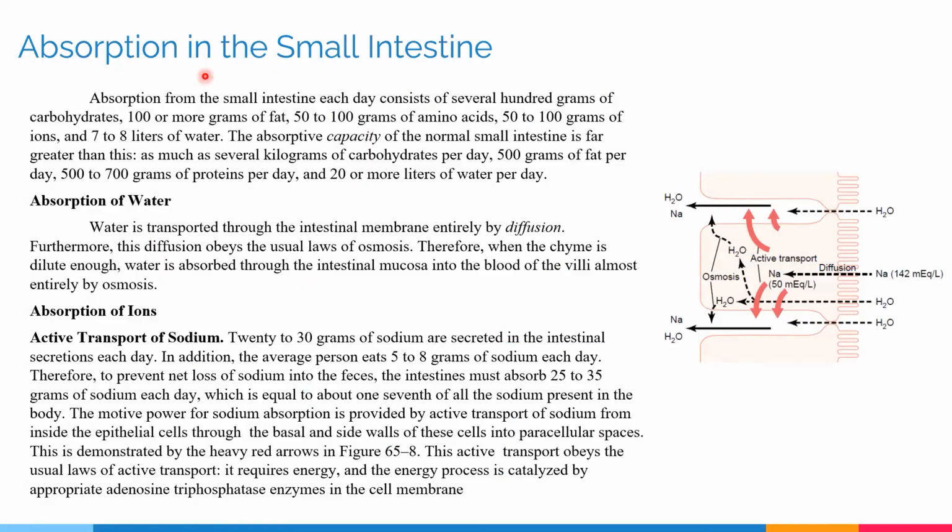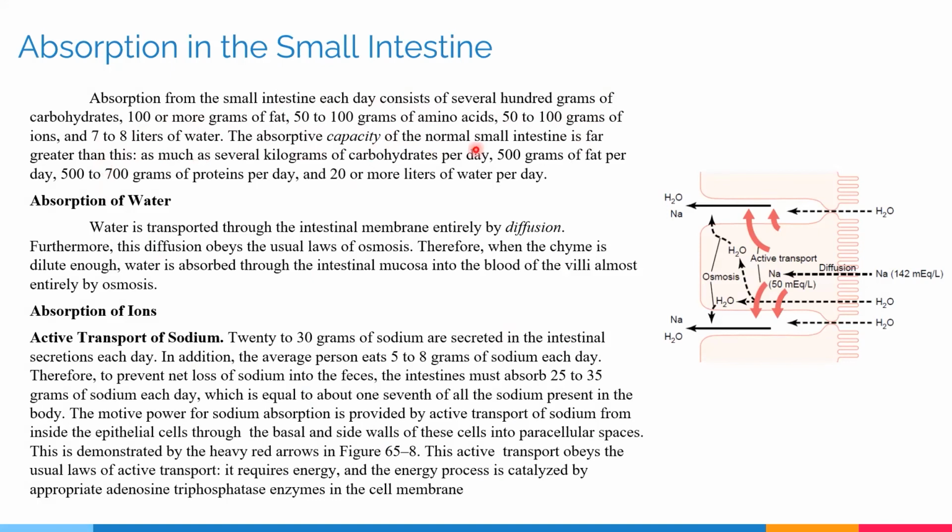Next, we look into the absorption in the small intestine. Absorption from the small intestine each day consists of several hundred grams of carbohydrates, 100 and more grams of fat, 50 to 100 grams of amino acids, 50 to 100 grams of ions, and 7 to 8 liters of water.